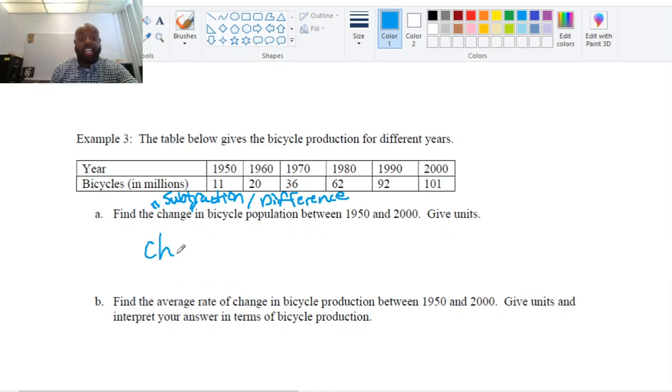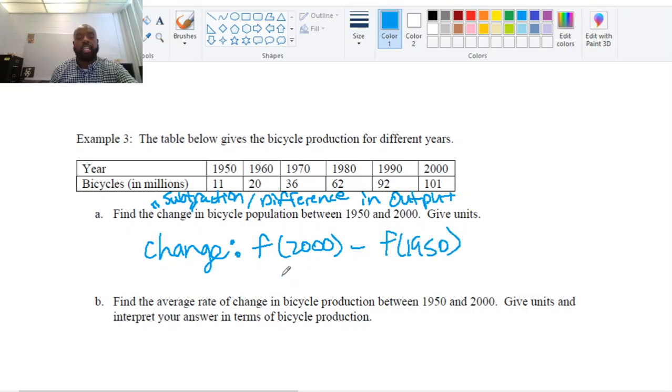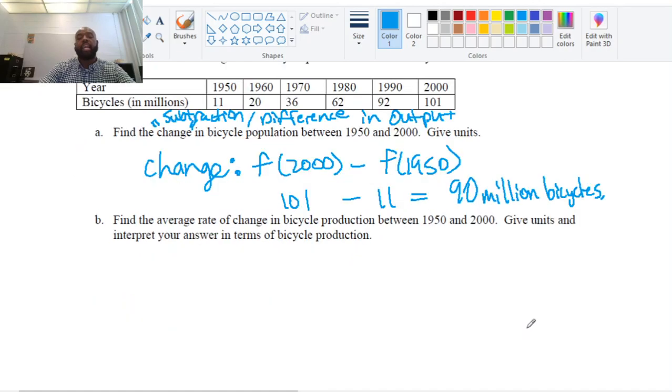So if I wanted to know the change, and this is in your output, then I take the output for the year 2000 and subtract the output for 1950. And since that's 101 and since that's 11, I get 90, and we want our units. These are changing Y values always, and so it's going to be 90 million bicycles. All right. Part B says find the average rate of change in the bicycle population from 1950 to 2000. We're going to give units and interpret our answer.